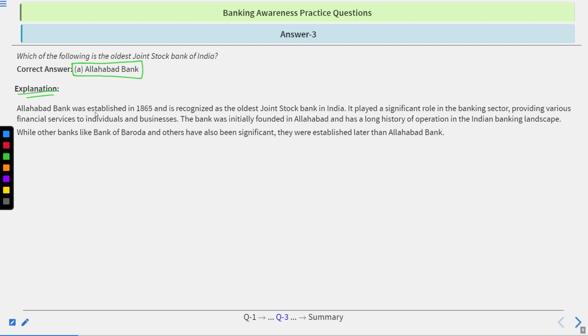Explanation. Allahabad Bank was established in 1865 and is recognized as the oldest joint stock bank in India. It played a significant role in the banking sector, providing various financial services to individuals and businesses. The bank was initially founded in Allahabad and has a long history of operation in the Indian banking landscape. Other banks like Bank of Baroda have also been significant, but they were established later than Allahabad Bank. Bank of Baroda was established in the state of Baroda in Gujarat.